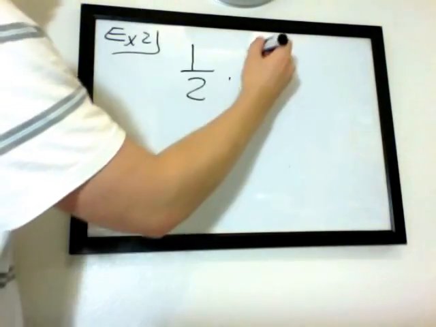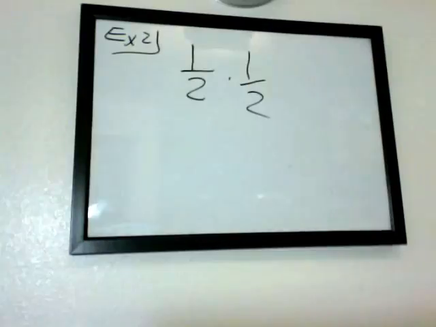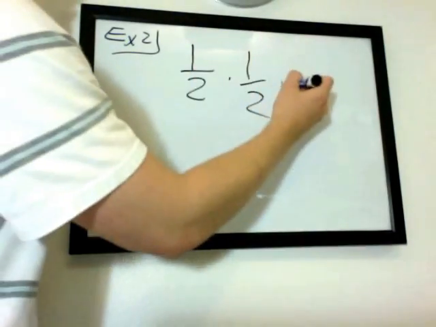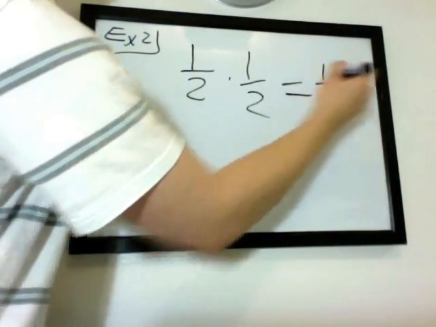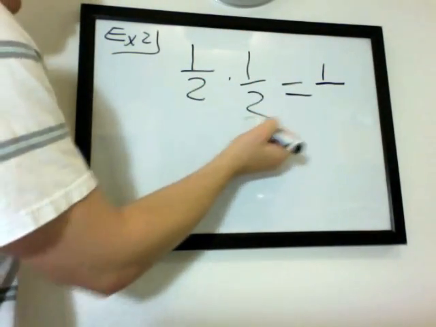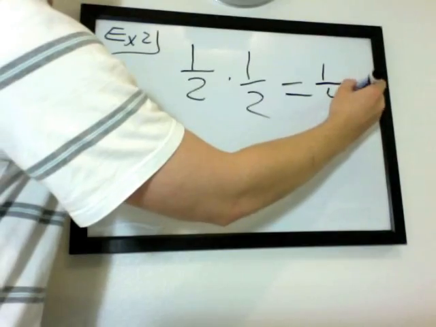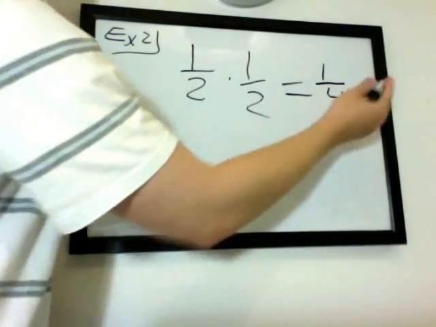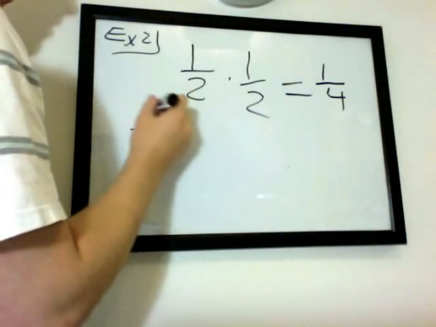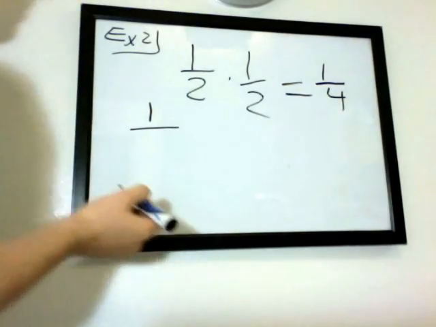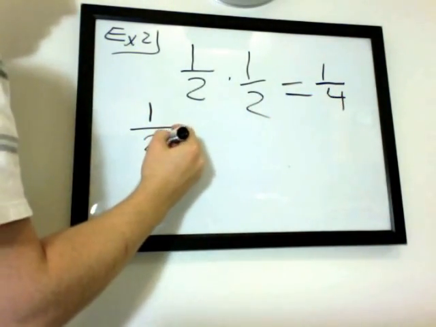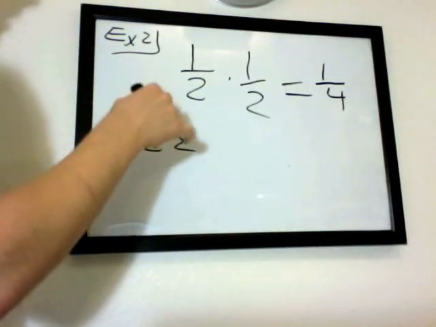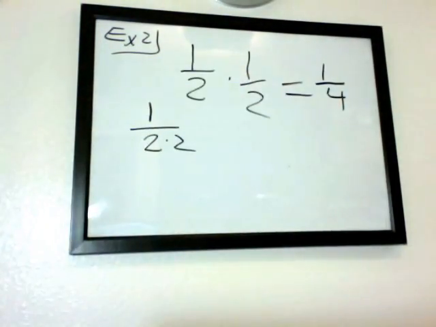Example number 2, 1/2 multiplied by 1/2. Multiply the numerators together. It's just 1 times 1 is 1. Multiply the two bottoms together. 2 times 2 is 4. You can break this apart. 1 times itself goes into 1. And then the 2 numbers are 2 and 2. Nothing cancels, so you know it's 1/4. It's the simplest form of this fraction.